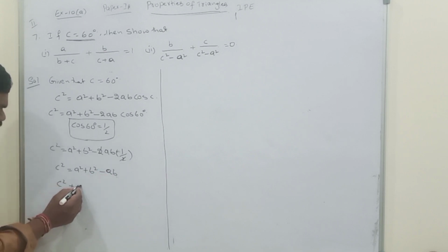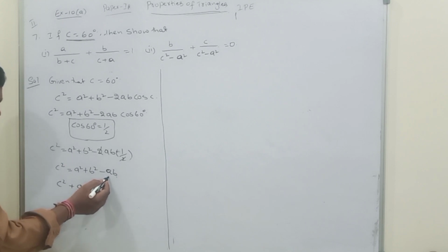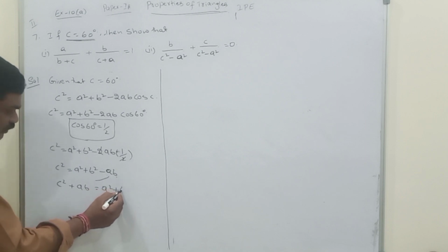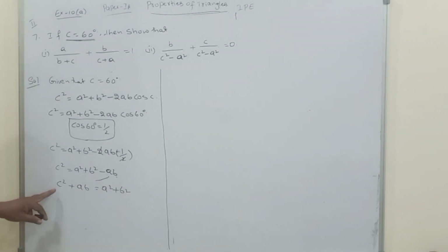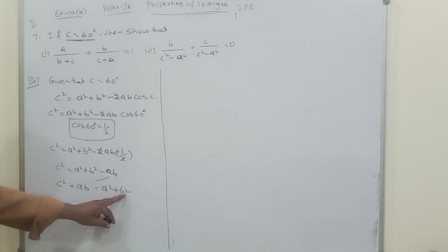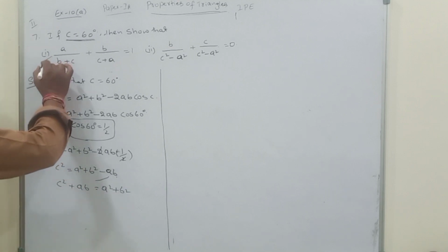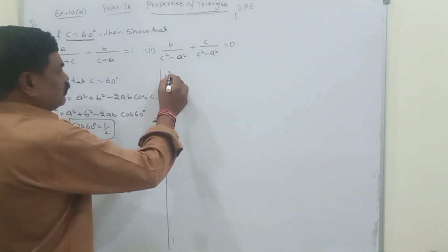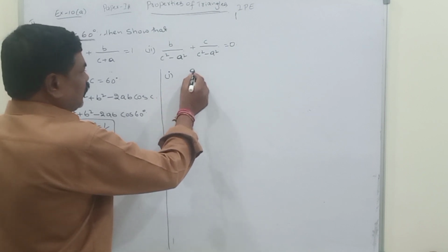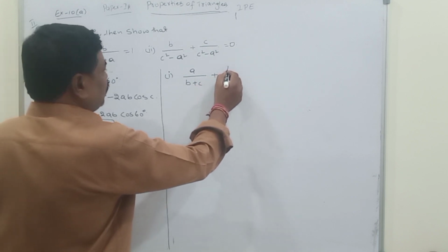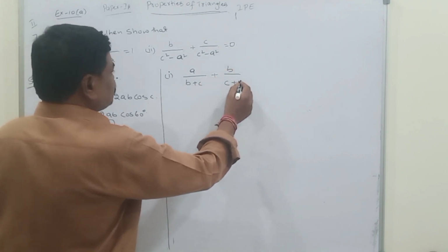C square plus AB minus AB. You take this side. Then C square plus AB is equal to A square plus B square. Here we have the condition C square plus AB is equal to A square plus B square, or A square plus B square is equal to C square plus AB. Then you take the first problem. So what is the first problem? A by B plus C plus B by C plus A.